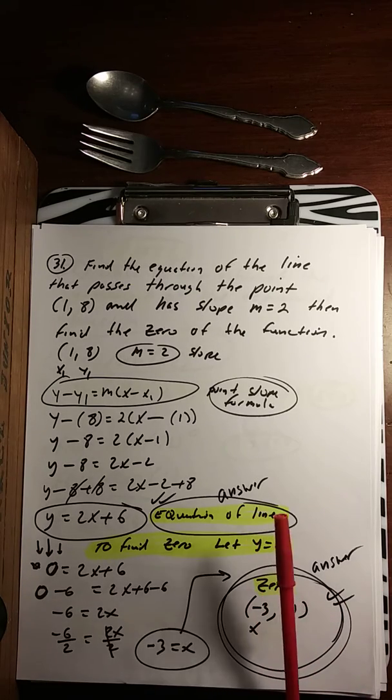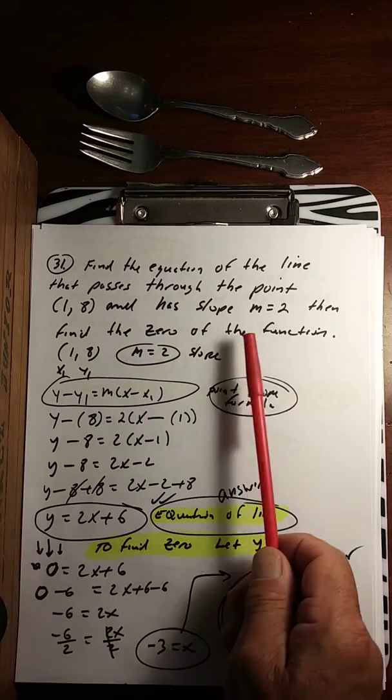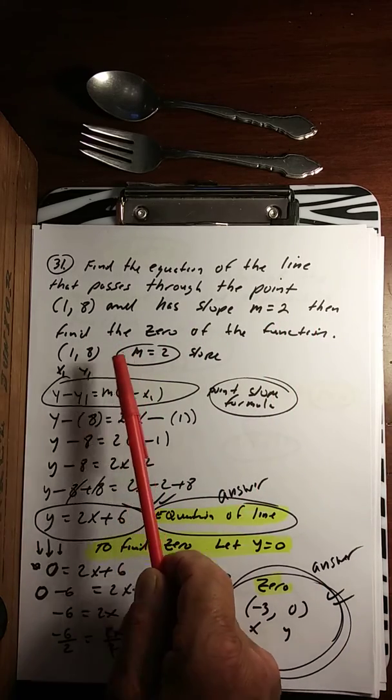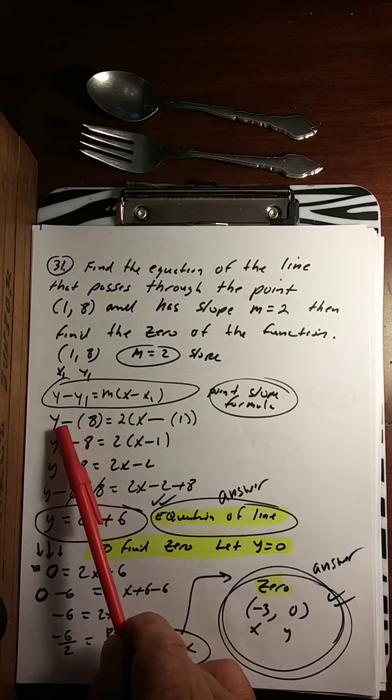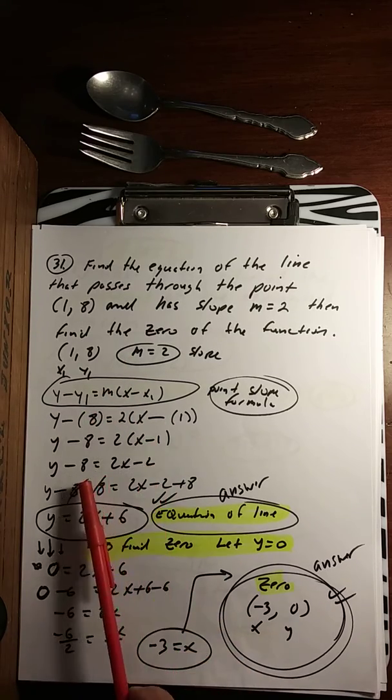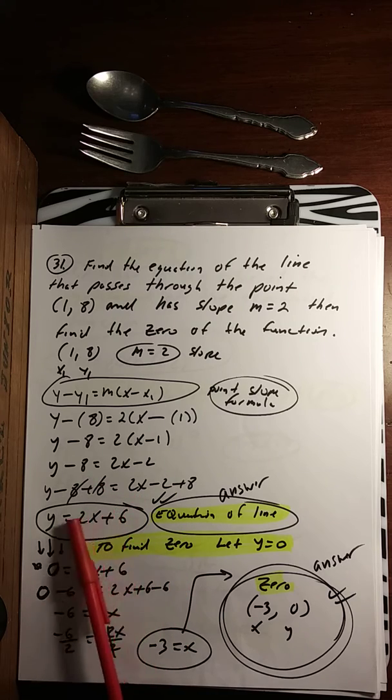Find the equation of the line that passes through the point (1, 8) and has a slope of 2. Then find the zero of the function. So (1, 8) and 2. Put the numbers in there. So y minus 8 equals 2 times x minus 1. 2 times that is 2x minus 2. Plus 8 on both sides. y equals 2x plus 6.